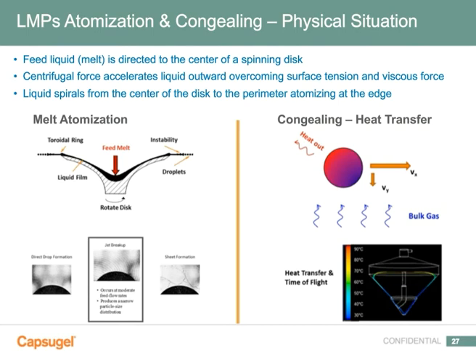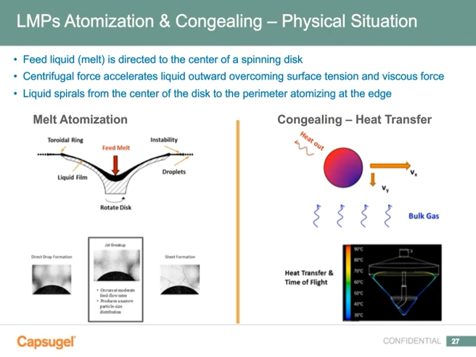Once it hits the edge of the disk, it's flung off and atomized through a couple of different mechanisms, which we'll get into in more detail later. You can either have direct droplet formation, where the droplets of melt form directly on the disc and are shot off, or they fly off in ligament patterns and then break up into individual droplets through Rayleigh instabilities and then enter the congealing phase. We'll get into more detail about why we want to be in a particular atomization regime on the next slide. Next is understanding the congealing process.